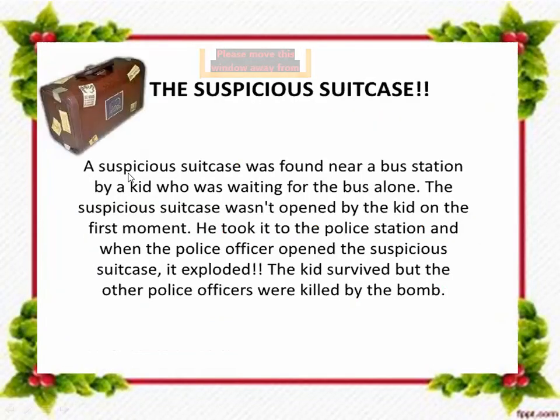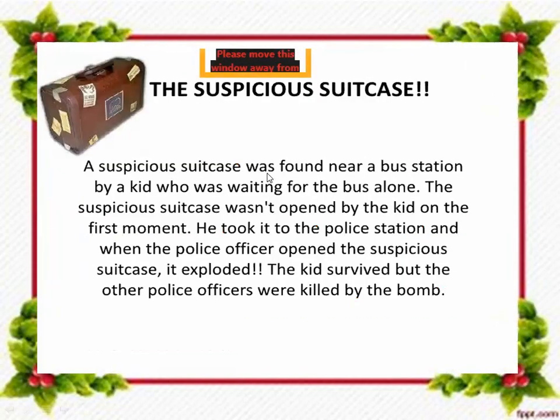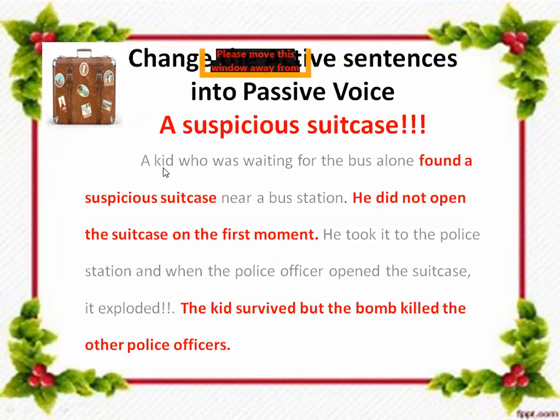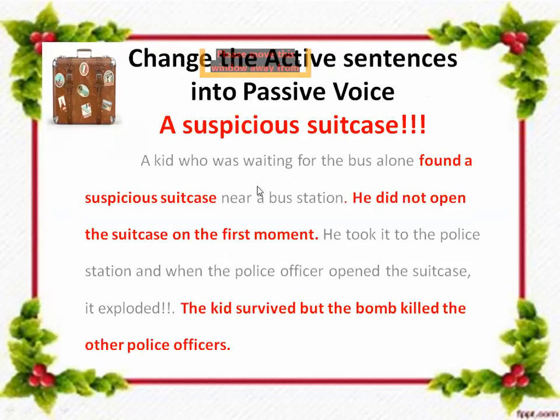Now see, a suspicious suitcase was found, as it is the second form of the verb because with that there is no has and have. So this is called second form. So we will be using was here. A suspicious suitcase was found near a bus station by a kid. Again we are using the third rule over here, which is by before a subject. Who is the subject? A kid, who found the suspicious suitcase. So the object is coming first, and the subject is going at the end. Was found near a bus station by a kid who was waiting for the bus alone. See, we have completed the whole sentence but in passive voice.